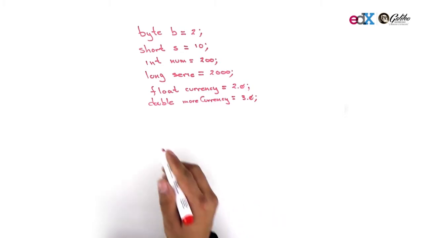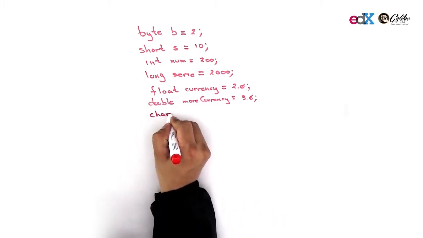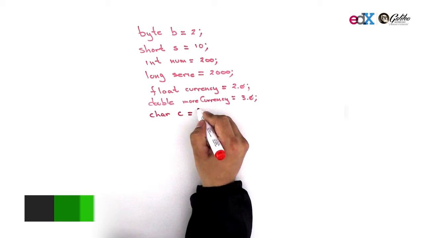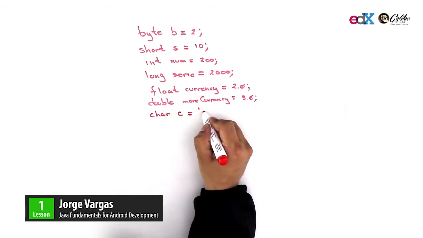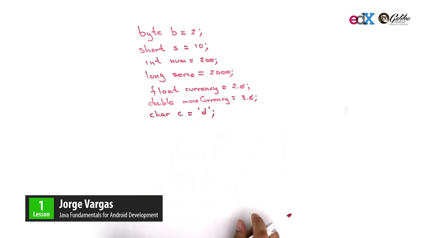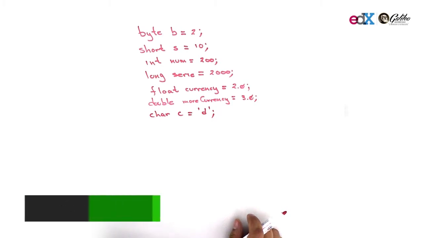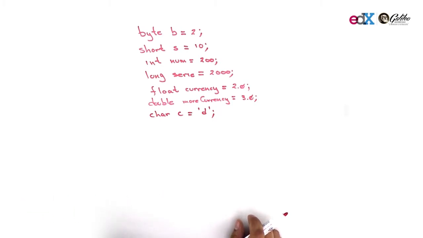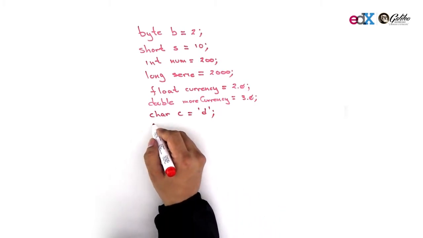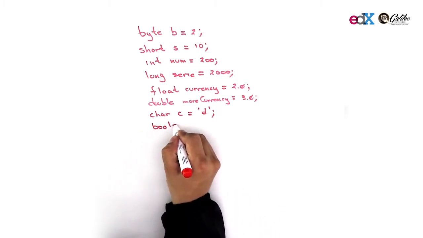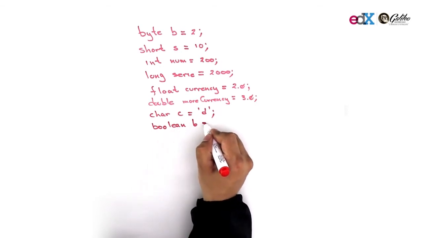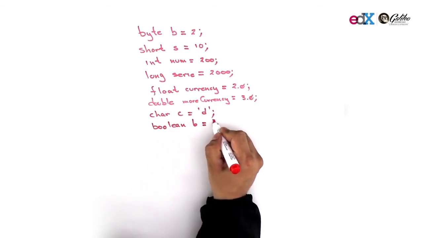The next is char. Char C equals apostrophe D to indicate that we'll store the D character. And the last one is the boolean, only two possible values in the variable. Boolean B equals true, or maybe you can use false.